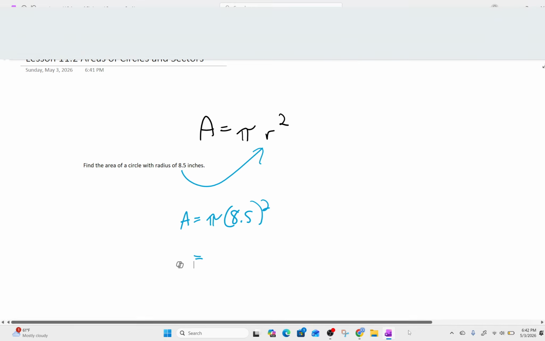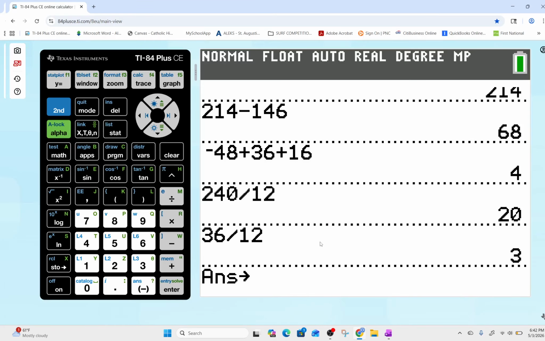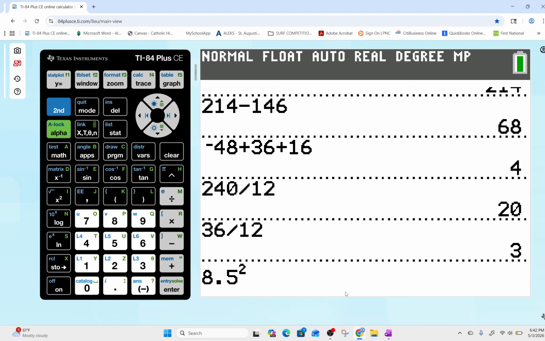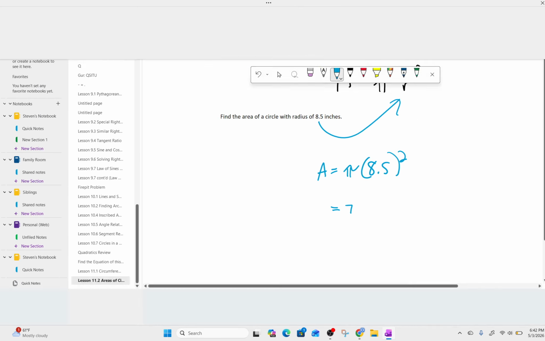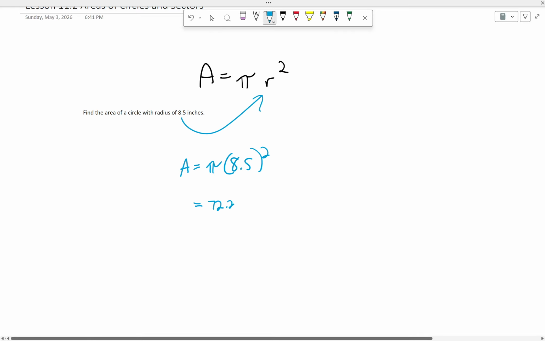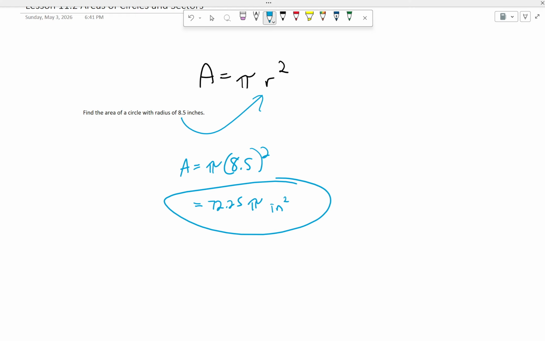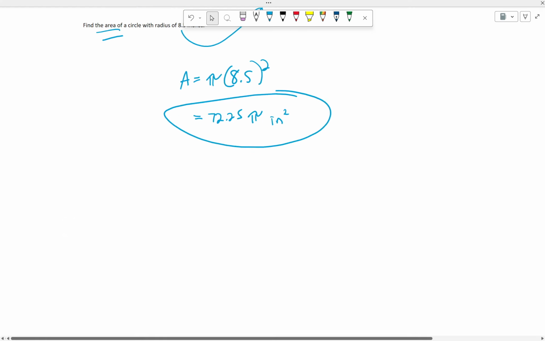Let's go ahead and get that out. 8.5 squared is 72.25. So 72.25 pi inches squared, because it's square units for area. And then what that's about equal to, if you gave an approximation, is about 227 inches squared.